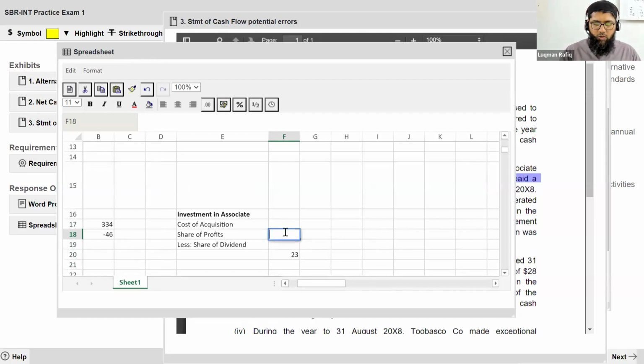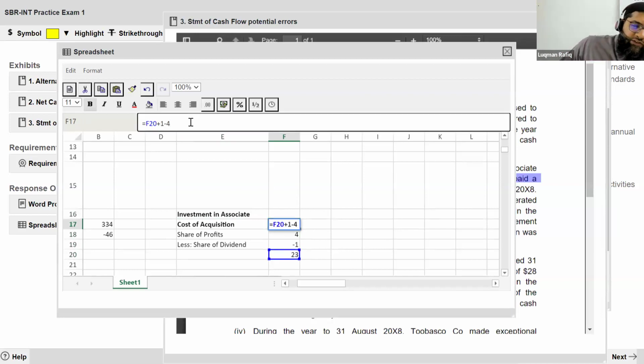16 million into 25%. 4 into 25%. So hence this is going to be what? Always remember, whenever you move in the opposite direction, just change the sign. So hence the cost of acquisition is going to be 20 million. 1 million was to be deducted, it has to be added up. 4 million was to be added, it has to be deducted.